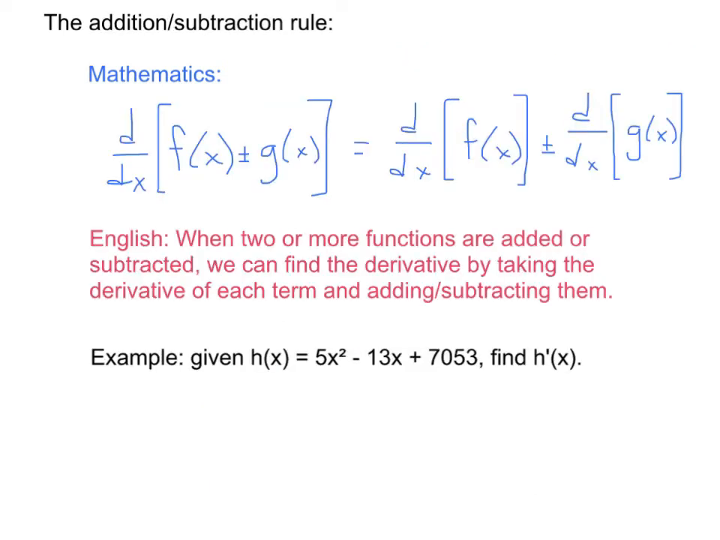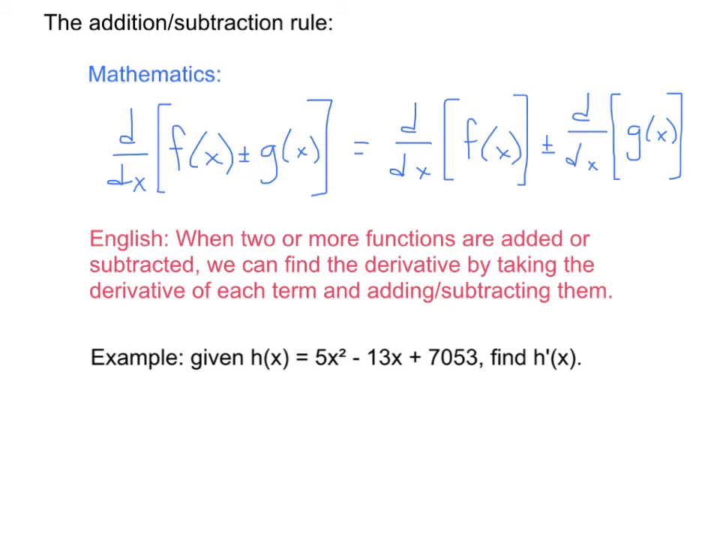The last rule I'm going to cover in this video, the last property, is called the addition-subtraction rule, or the addition-subtraction property. And we have both the mathematics and the English here. Try and read this mathematics. It says if you take the derivative of a function plus or minus another function, that'll be the same as just doing the derivative of the first function, plus or minus, the derivative of the second function. So it just means if you have 2 functions added together, or 3 functions added together, or 17 functions added or subtracted together, you can just take the derivative of each individual piece and then add or subtract them together.